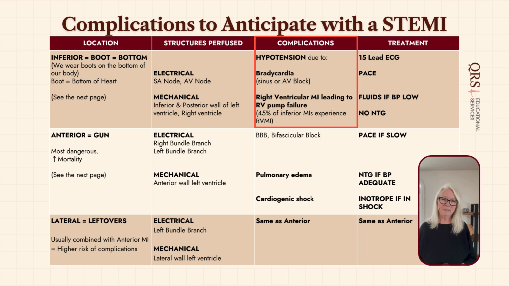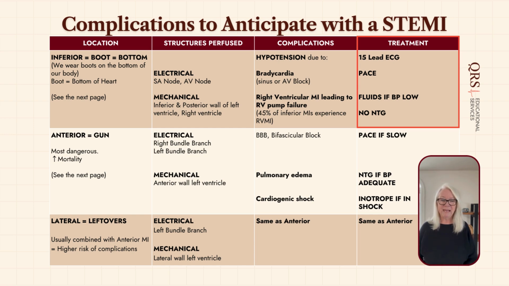The number one complication to expect with an inferior MI is they are going to bottom out their blood pressure. We're not surprised when that happens. There are two reasons why an inferior STEMI will become hypotensive. The first is because almost 50% of inferior STEMIs also have a right ventricular MI occurring at the same time. So for your inferior ST elevation MIs, you always want to do a 15-lead ECG.